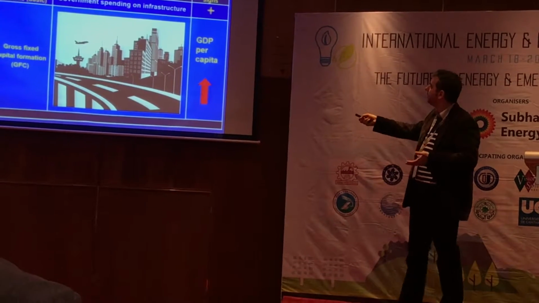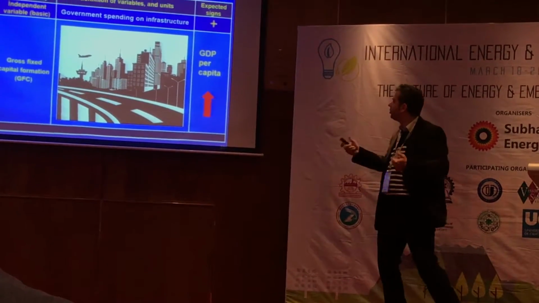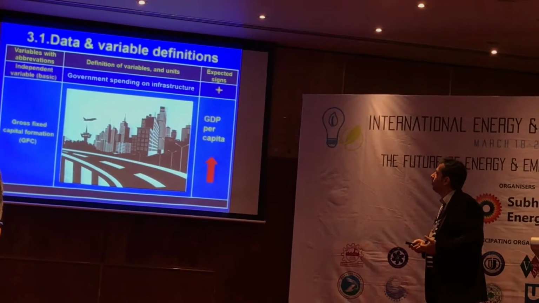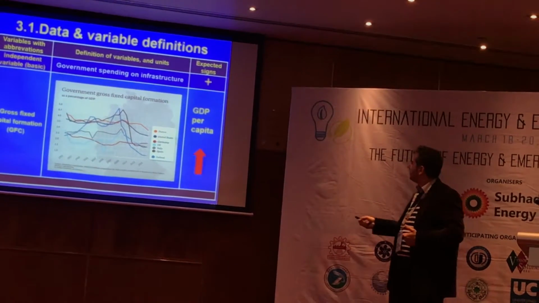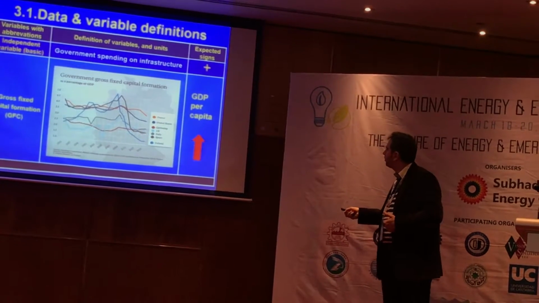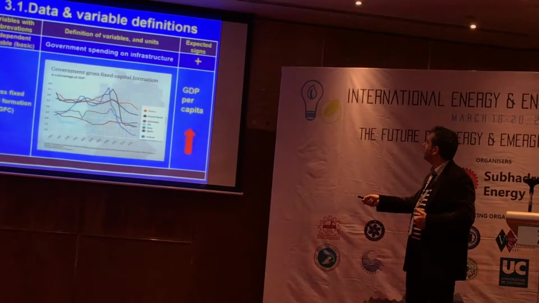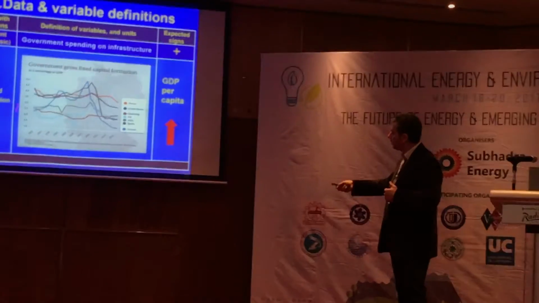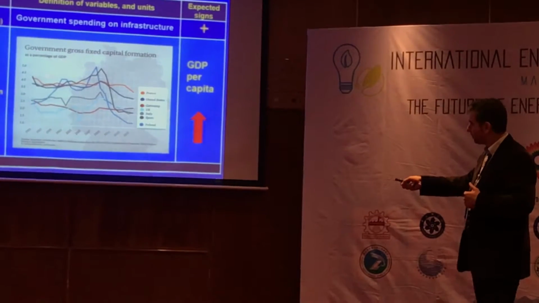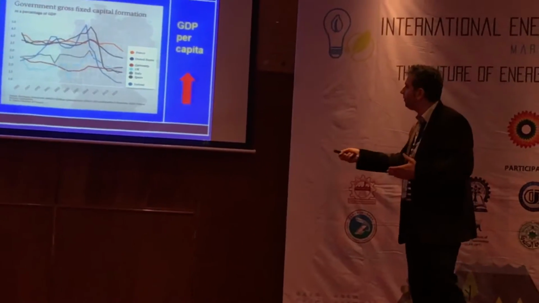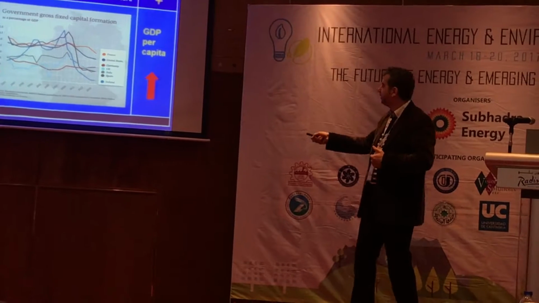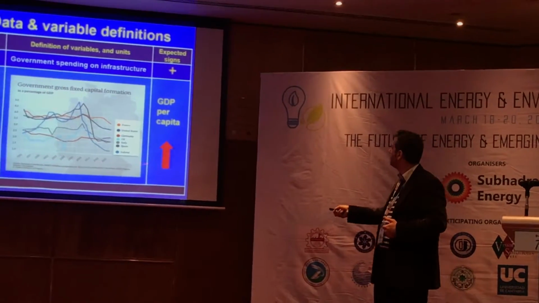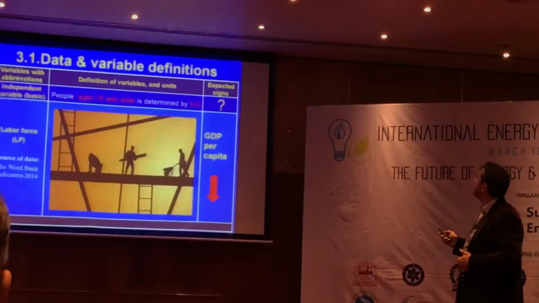So if we increase the government spending on infrastructure, the GDP per capita should increase. It's a theoretical fact. And you see some developed countries, their spending on government gross fixed capital formation changing according to percentage of whole GDPs. As you see, it is changing between 2% and 5% in the indicated years.